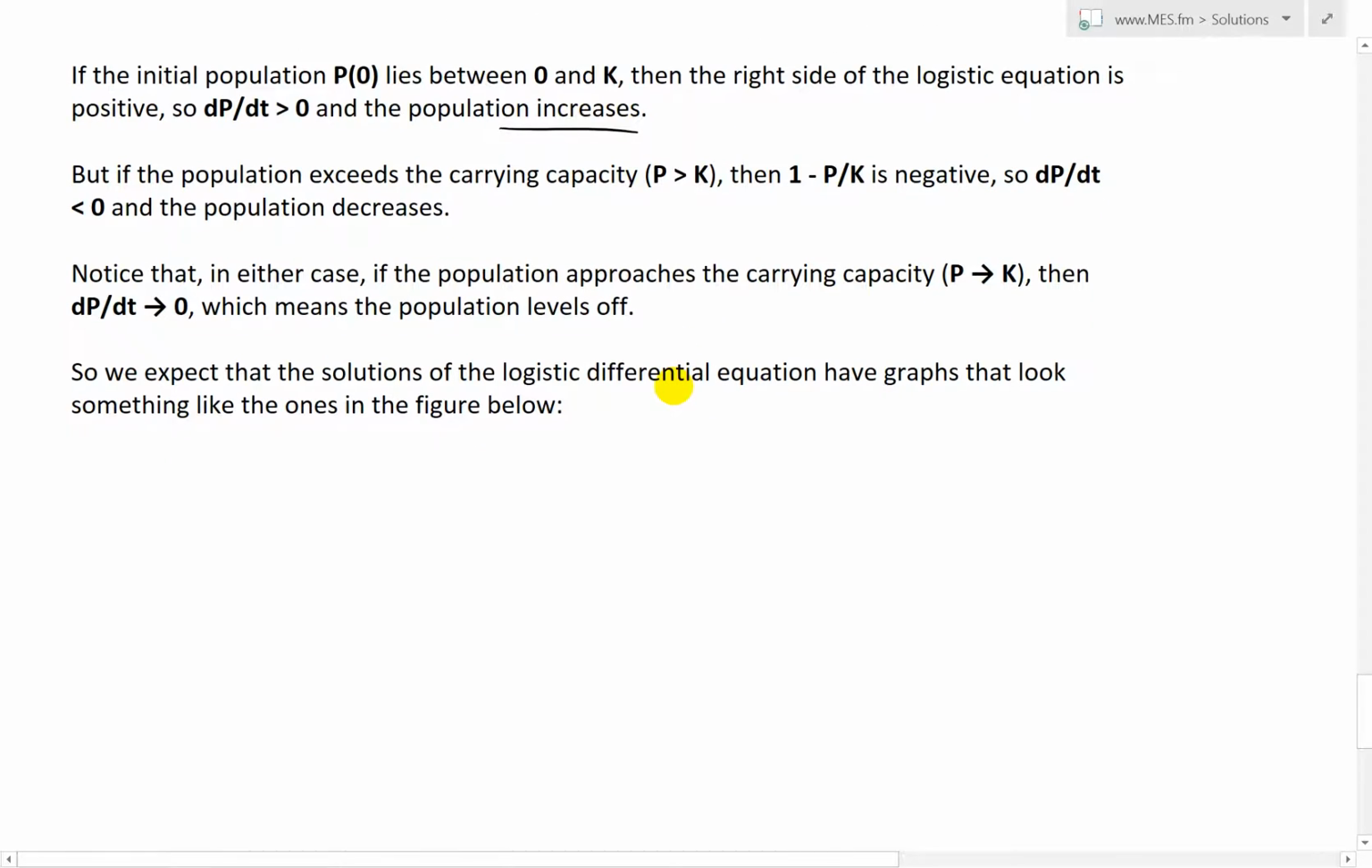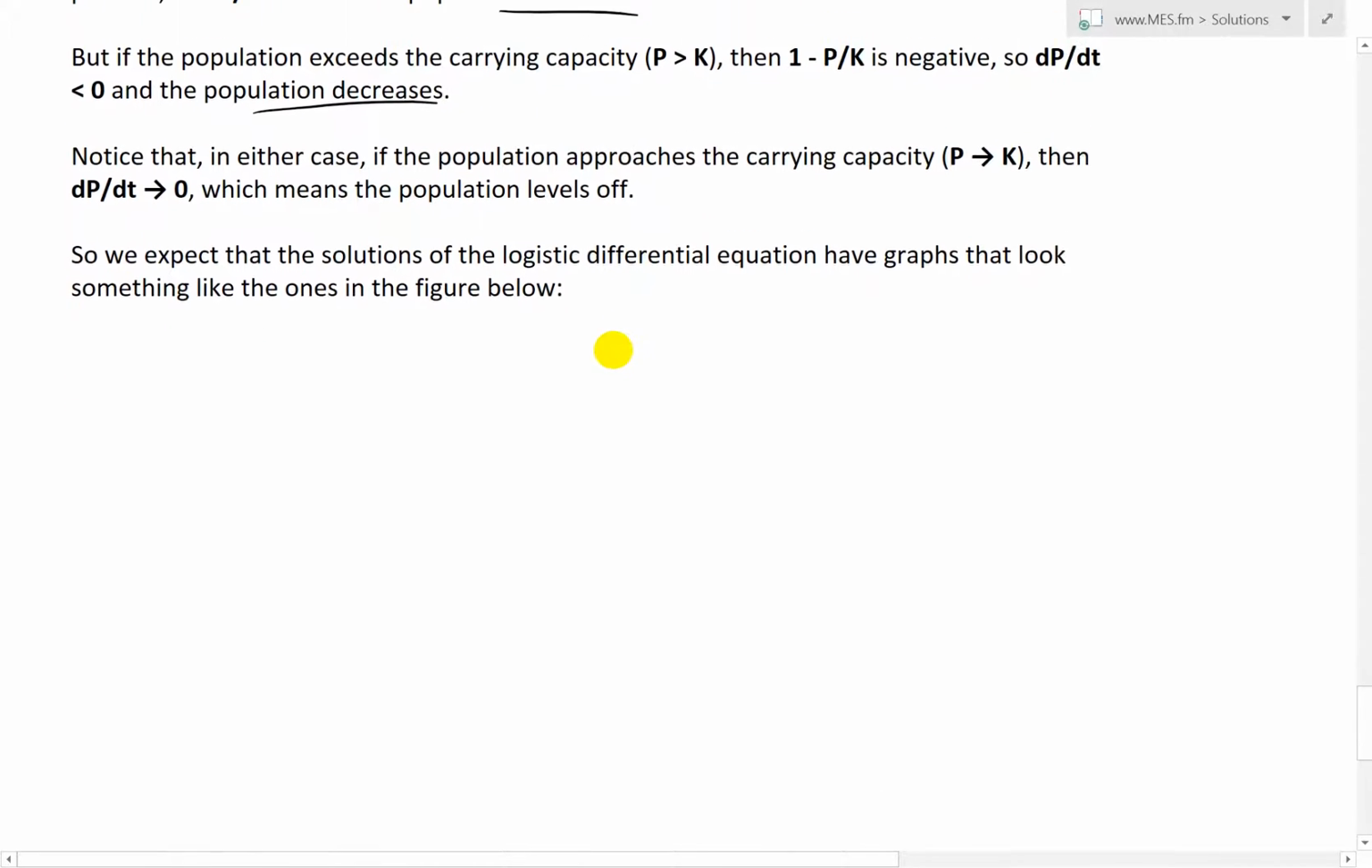But if the population exceeds the carrying capacity, P is greater than k, then 1 minus P over k is negative, because P is greater, so 1 minus a number larger than 1 is negative. So dP divided by dt, or the derivative, is less than 0 and the population decreases.